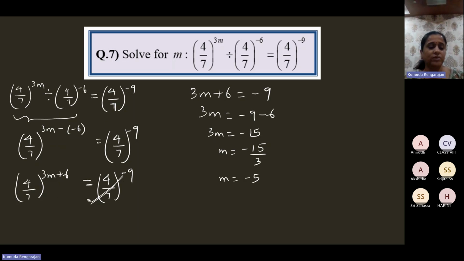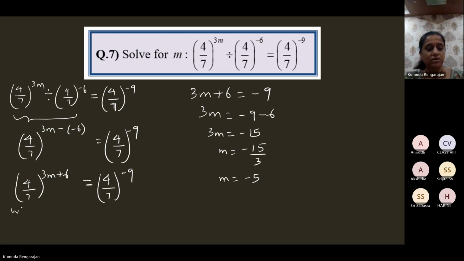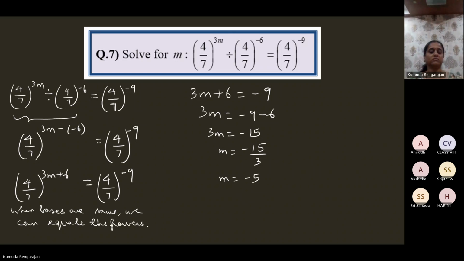So what we say is when bases are same on both the sides, we can equate the powers. Yeah, please write down. So the value of m is minus 5.